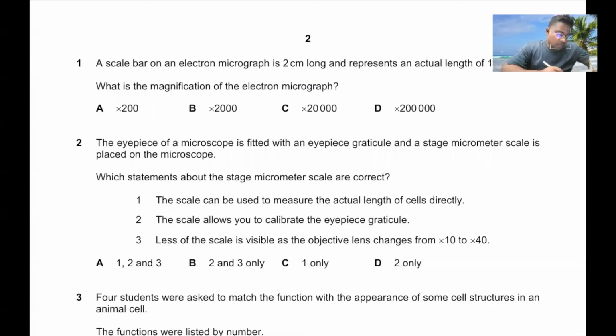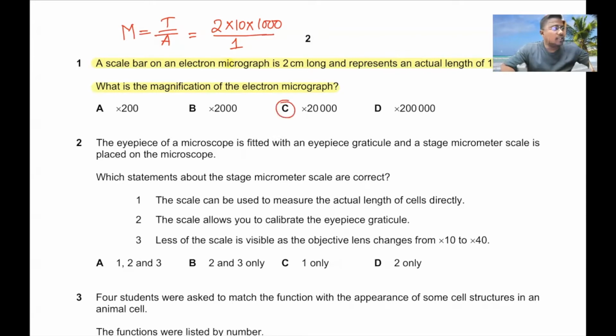Question number 1. A scale bar on an electron micrograph is 2 centimeter long and represents an actual length of 1 micrometer. What is the magnification of the electron micrograph? We know magnification is equal to image divided by actual. So the actual is 1 micrometer. So the magnification for 2 centimeter, it will be 20 millimeter multiplied by 1,000. So 20,000 divided by 1. So the answer will be 20,000. 1C is the correct answer.